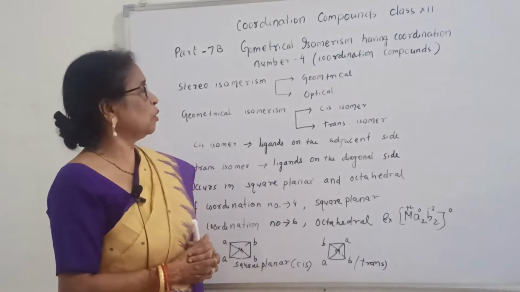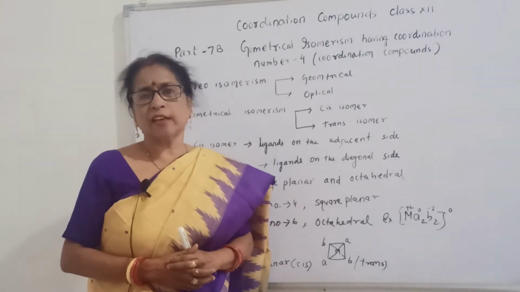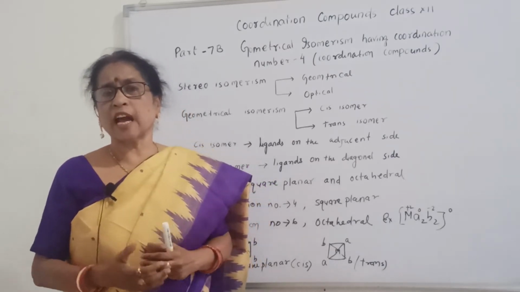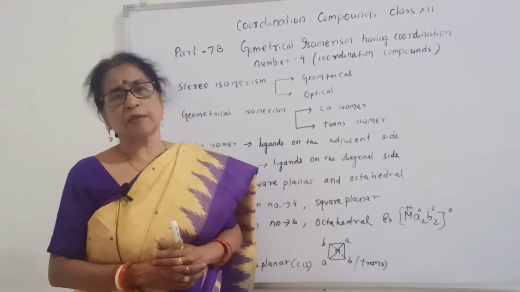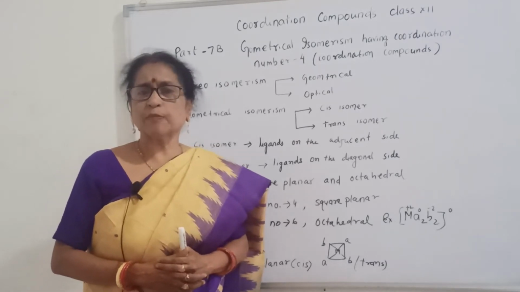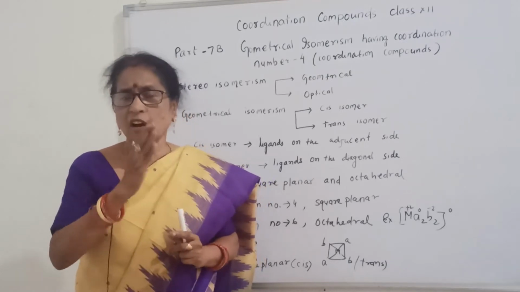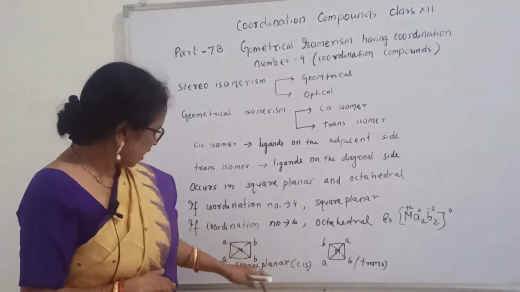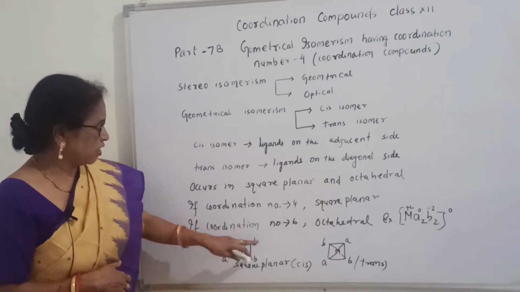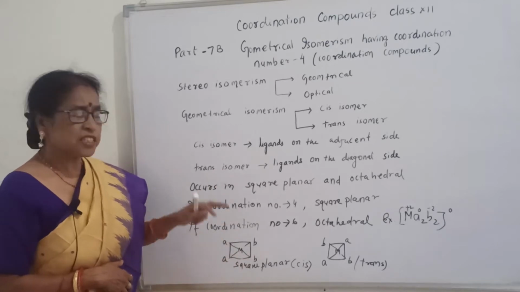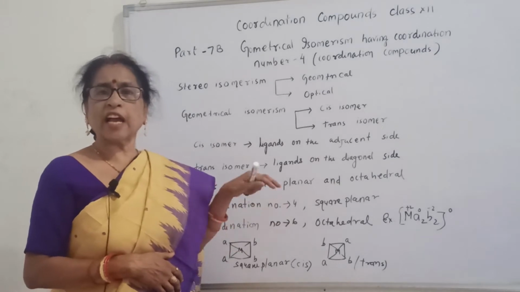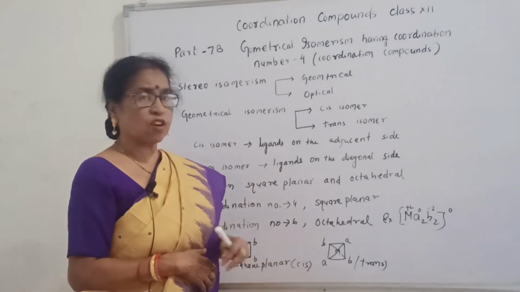Now we are going to see geometrical isomerism. In geometrical isomerism, what are the types? One is cis isomerism, the other is trans isomerism. Cis means the ligands are on the adjacent side. See here in the below, you can see the last line. Here these are on the adjacent side, and these are also on the adjacent side. So it is cis. Now if the ligands are opposite to each other, or diagonal, it is called trans.